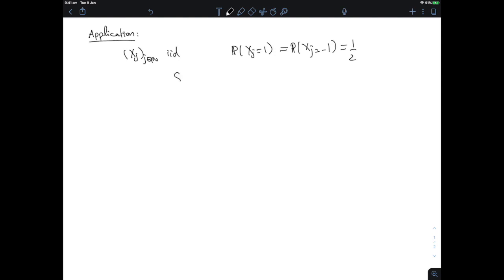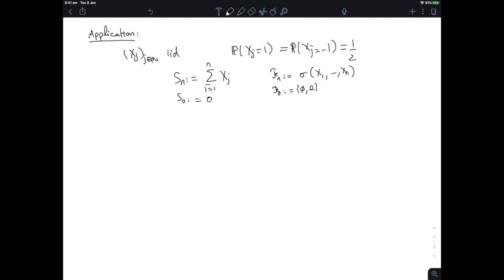Now we define Sn to be the sum of these variables, Xj, j equal 1 to n, and we define Fn to be the filtration, the sigma algebra generated by the first n of the IID variables, and that obviously forms a filtration. We initialize it with F0 equal to the trivial sigma algebra, and we initialize Sn with S0 equal to 0.